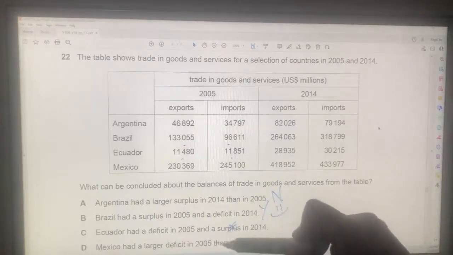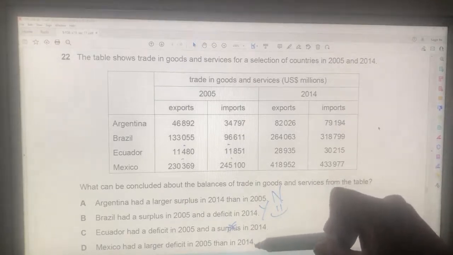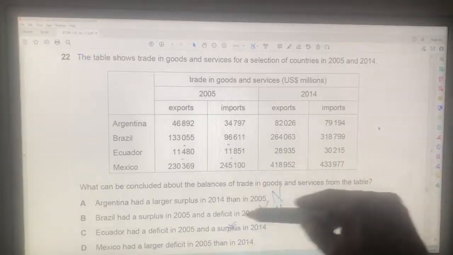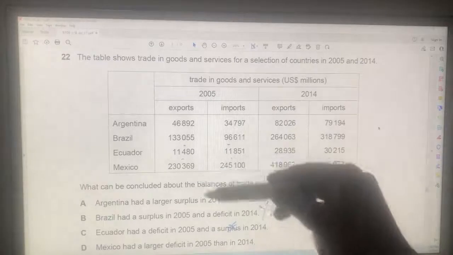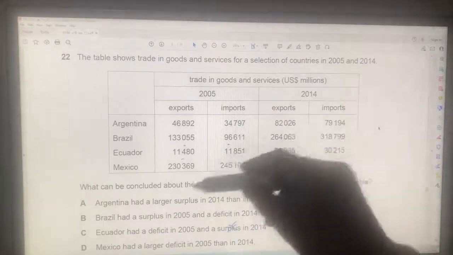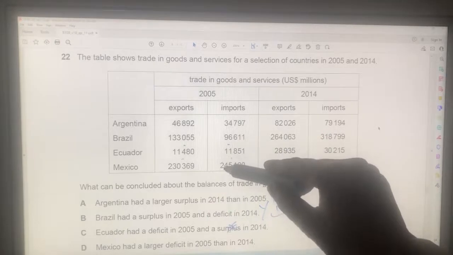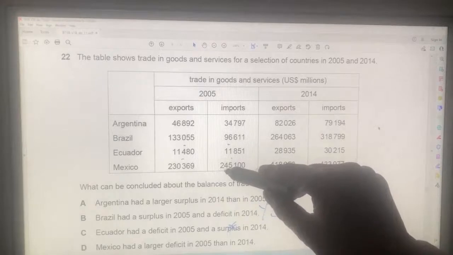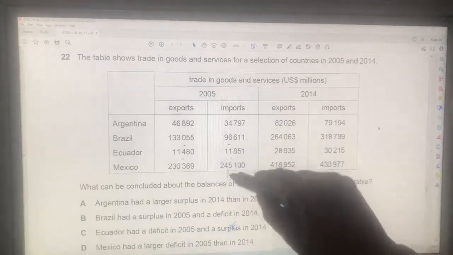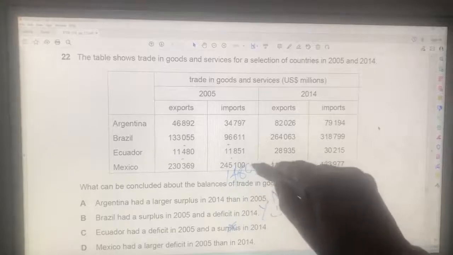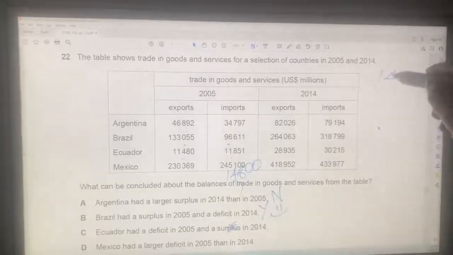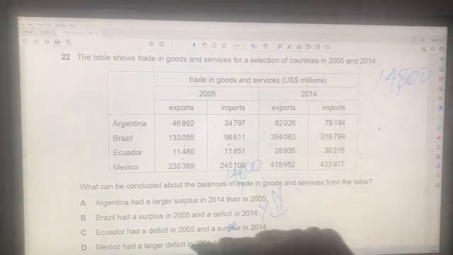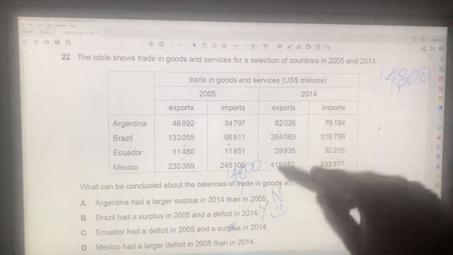And D says Mexico had a larger deficit in 2005 than in 2014. So let's see. Well, I say B's the answer. Why did they give us this question? Had a larger deficit. What's the deficit in Mexico? Okay, in Mexico the deficit is about $14,800.